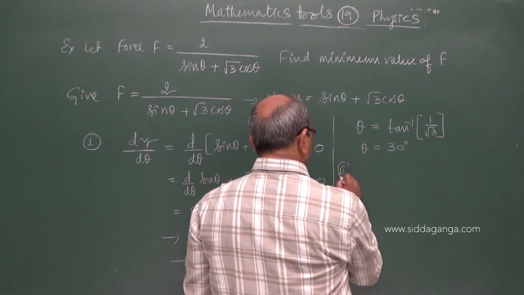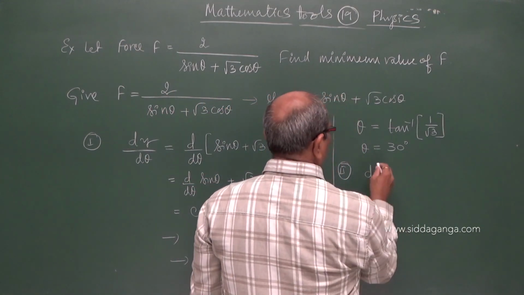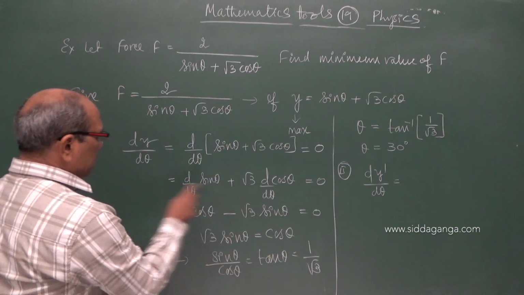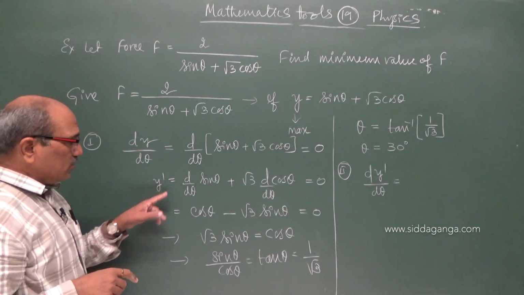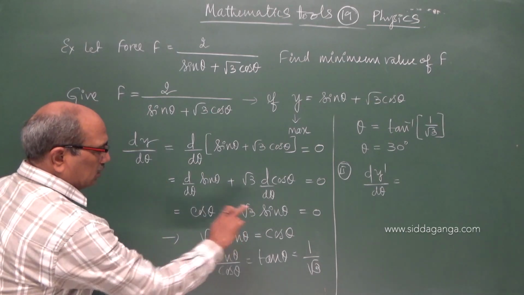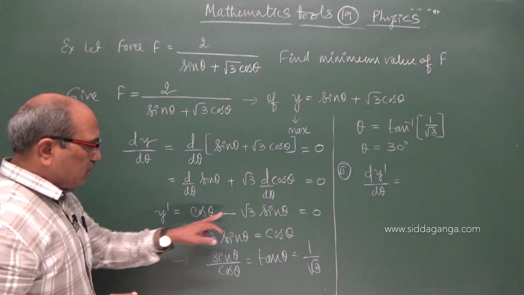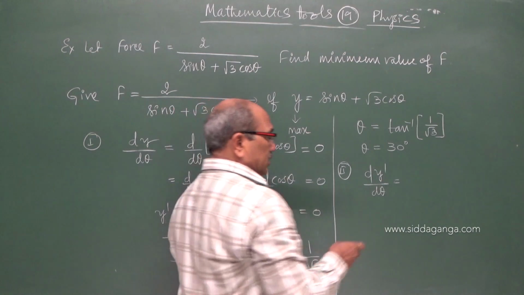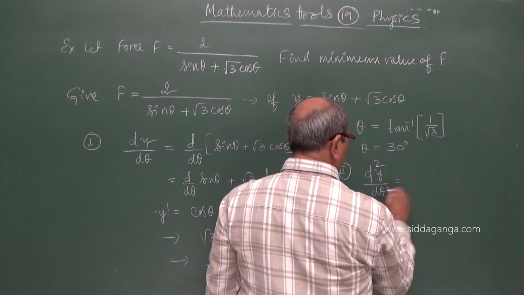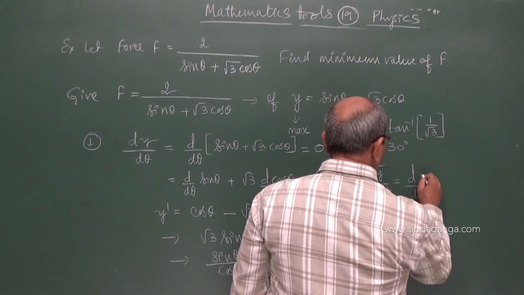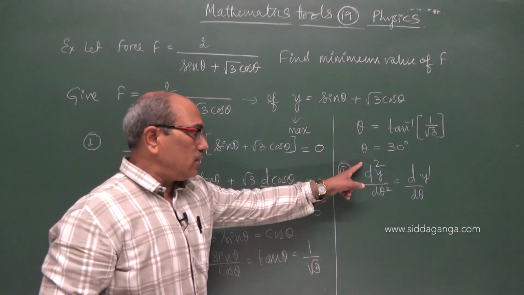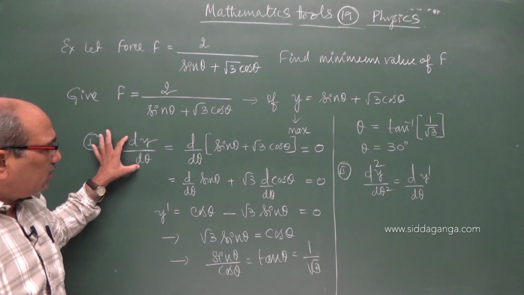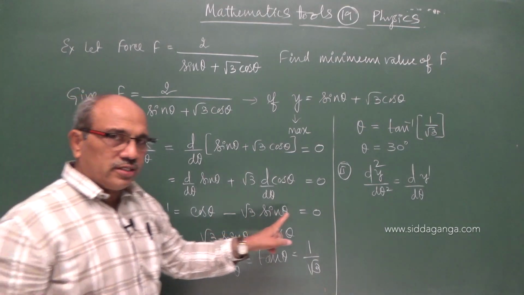In this second step, you differentiate once again, dy dash by d theta if I write. If I consider it as y dash, after the differentiation the value of y dash is cos theta minus root 3 sin theta. First order derivative is over. This is nothing but I can write d square y by d theta square as d by d theta of y dash. Second order derivative of the original function is the first order derivative of y dash. One derivative we did here where we got cos theta minus root 3 sin theta.